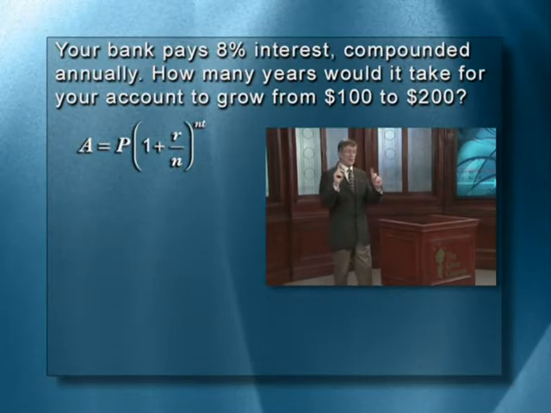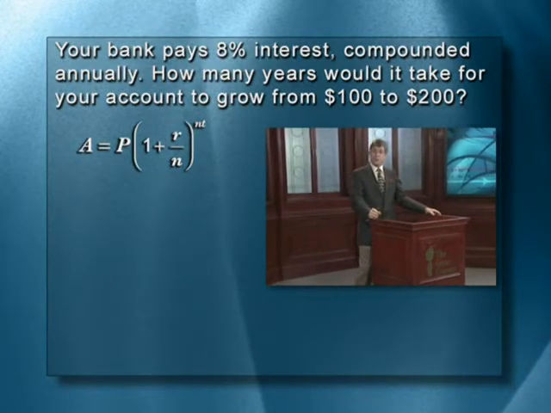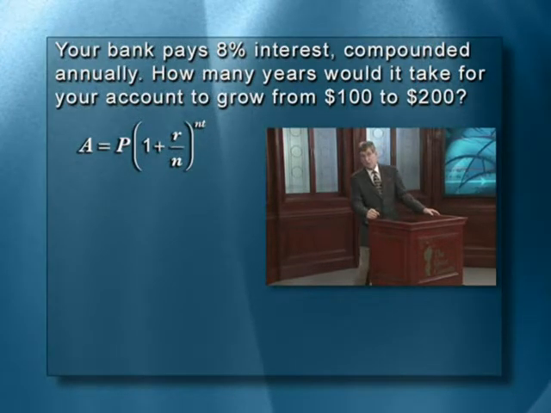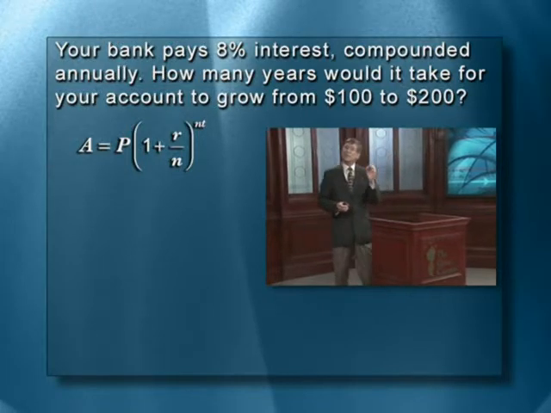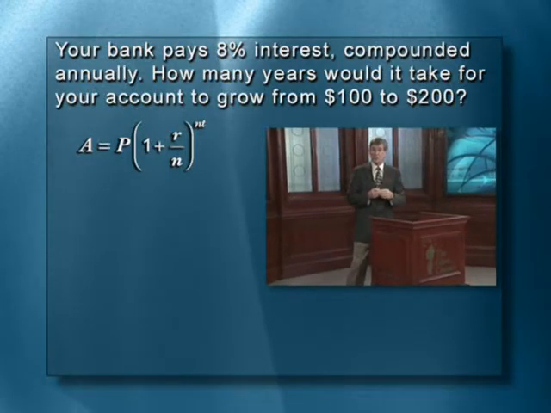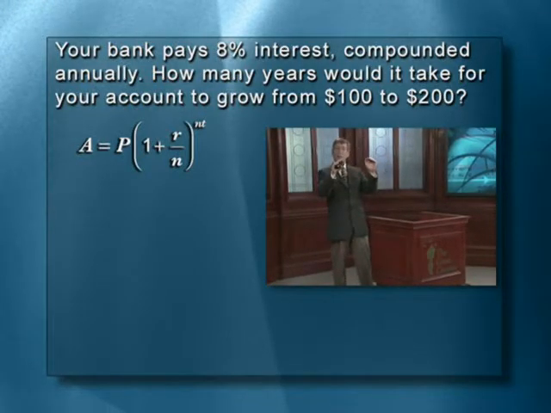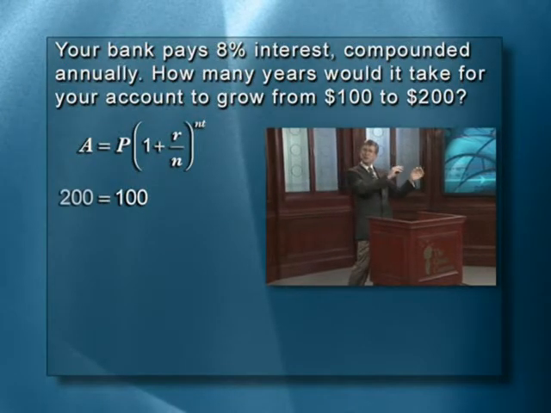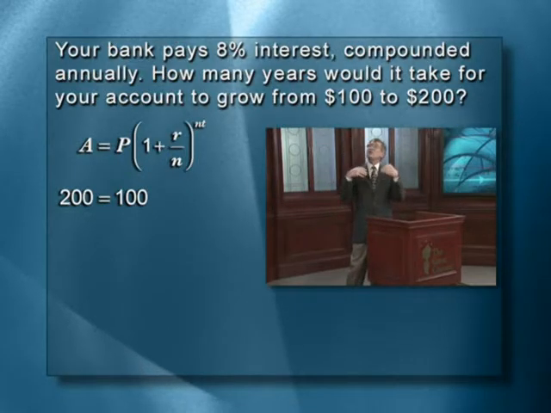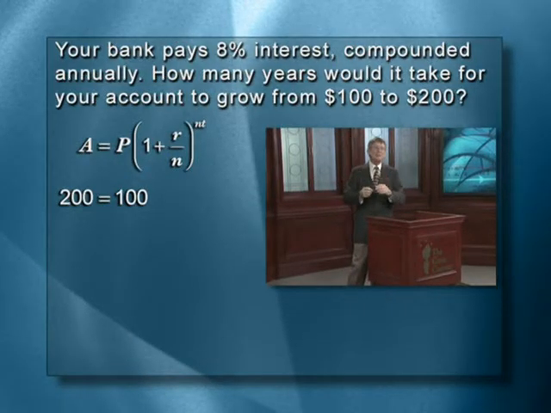Now, who are these characters? Well, R is the interest rate, and you express it in decimal form, so 8% means 0.08. N is the number of compoundings per year, and for this example, it's just 1, and T is time. Good. So here's our setup. We start with $100, P is 100, we want to have $200, so the amount is 200, and we want to know how much time it takes, so we're trying to find T.